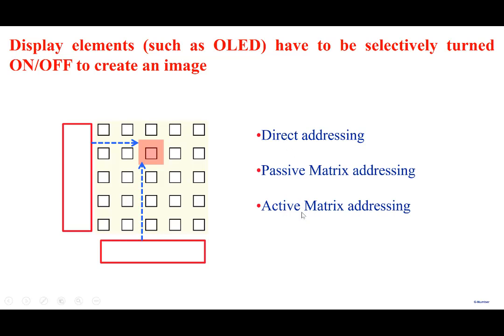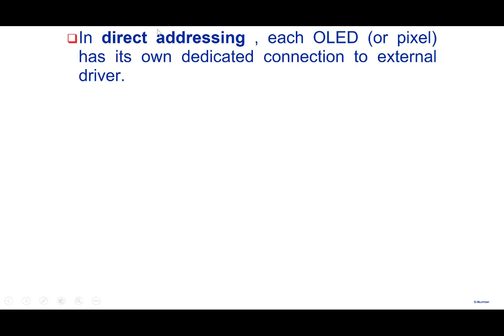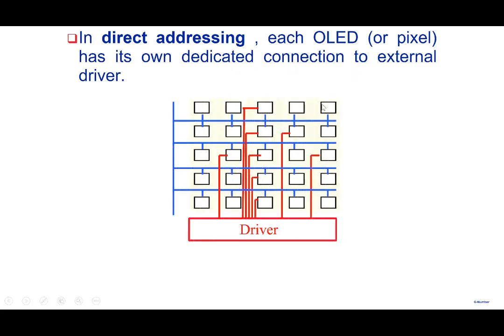So what these things mean, let's look at it in not too much detail, but at least to the extent that we can appreciate each one of those methods of addressing the LED here. So in direct addressing, each LED or pixel, we'll use it interchangeably, has its own dedicated connection to the external driver. So we have this array of OLEDs. Note that one terminal of the LEDs is all connected together, is common, right? So the blue is one terminal that is common. The other one is all coming out to these drivers. These could be current drivers here. So each individual LED has its own wire running to a driver.